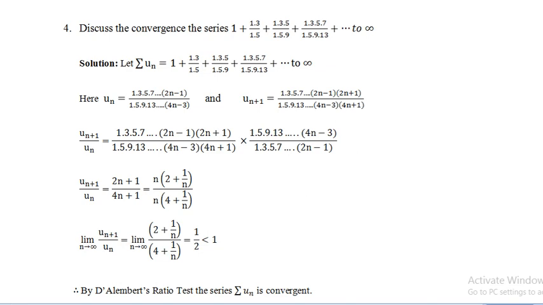So these are a few examples on the Alembert's ratio test. For a given series, you have to write the nth term, that is un, and un plus 1, then divide un plus 1 by un, take the limit as n tends to infinity, and check the limiting value, whether it is less than 1, greater than 1, or equal to 1. According to that, decide whether it is convergent, divergent, or the test fails if lambda equals 1.